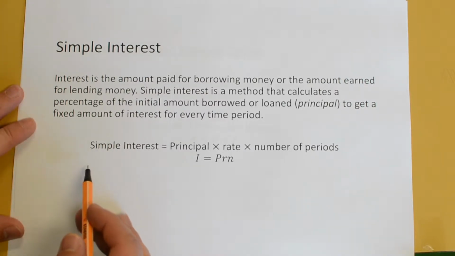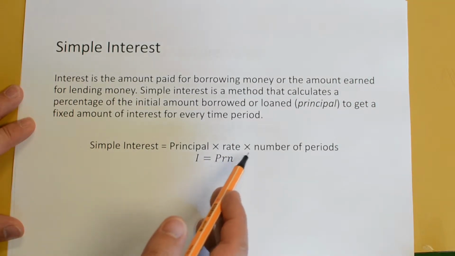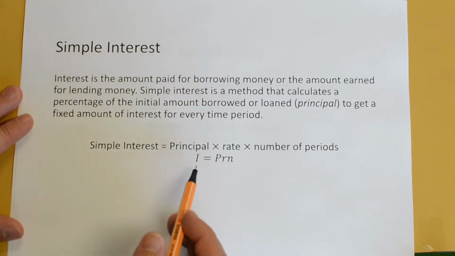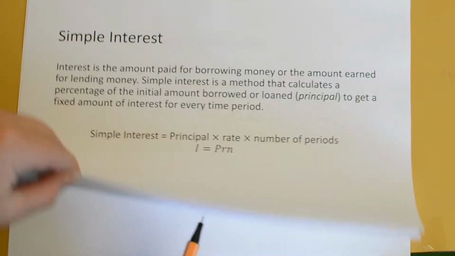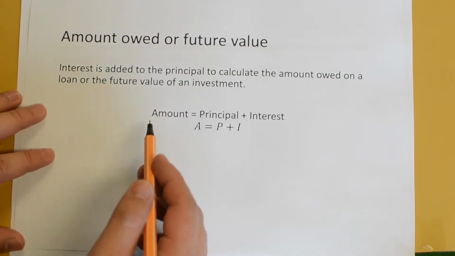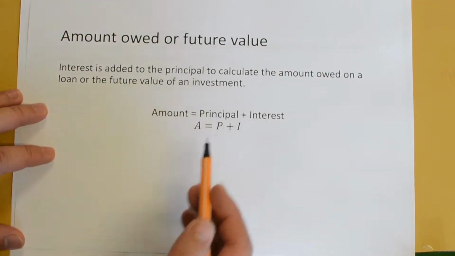The formula for calculating simple interest is you get the principal, you multiply by the rate, and then you multiply by the number of periods. In other words, I equals PRN. The amount owed, or future value: interest is added to the principal, and that will give you your final amount, which is also known as the future value. So your amount is principal plus interest, or A equals P plus I.